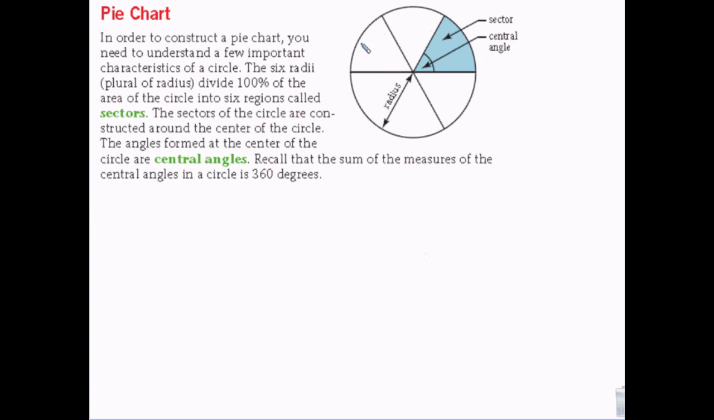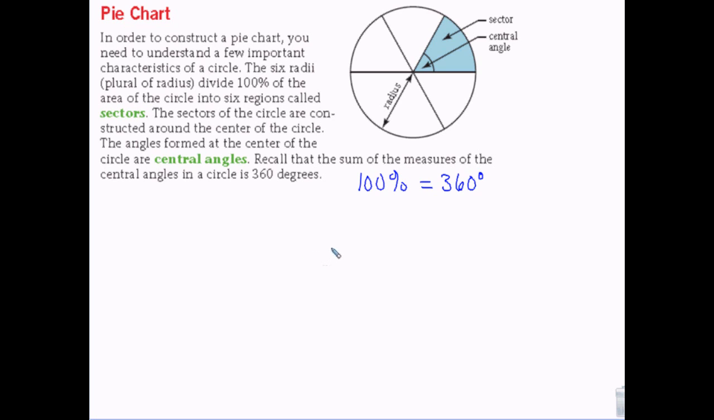We have a circle, and the circle gets divided in half, and you are breaking it up using different radii. Each pie piece is called a sector. Okay? This little bit in here is called the central angle. 100% is equal to 360 degrees.